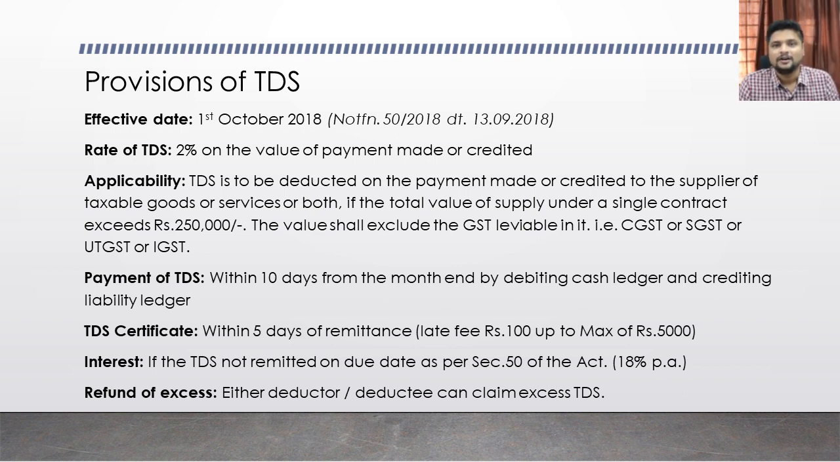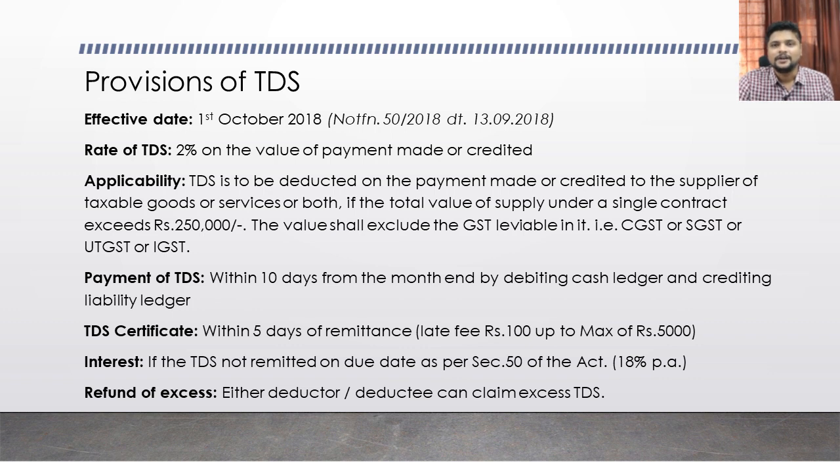TDS will be deducted on payment made or credited to the supplier of taxable goods or services only. See, the TDS provision shall apply only to supply of taxable goods or services. It will not apply for all the types of supplies, only on taxable supplies. If the total value of supply under a single contract exceeds rupees 2,50,000, it means for one single contract entered, the value of that contract is more than 2,50,000, then TDS provisions will apply.